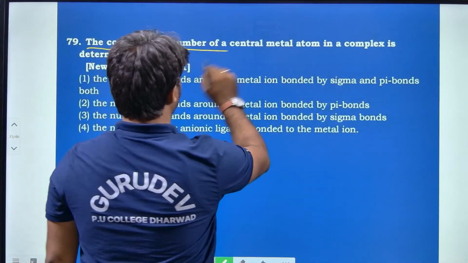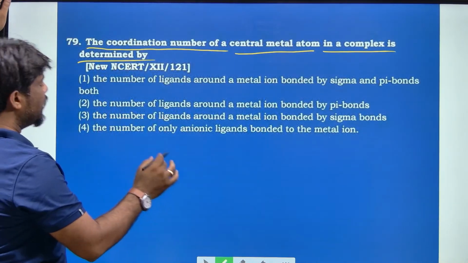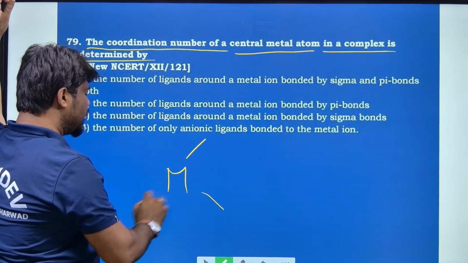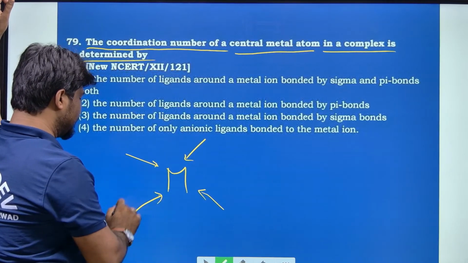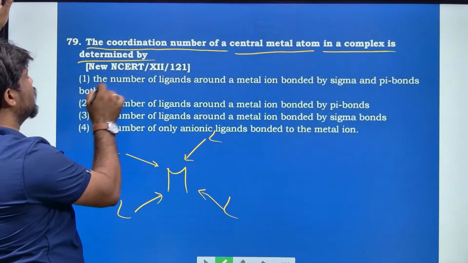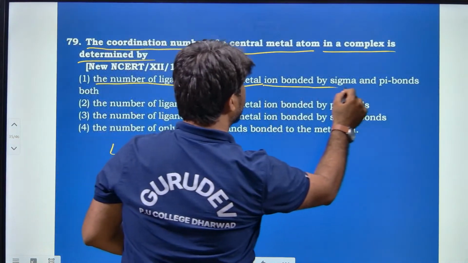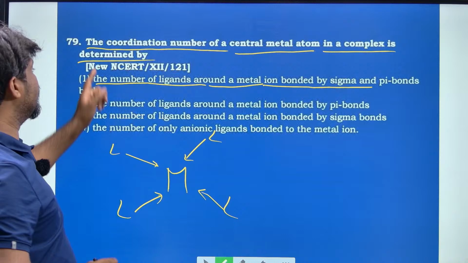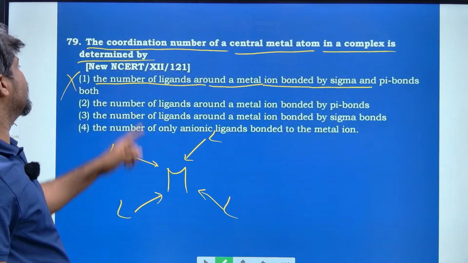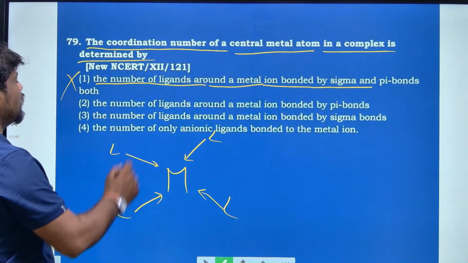The coordination number of a central metal atom in a complex is determined by. So coordination number of the central metal atom is, if the metal is present at the center, how many ligands approach the center, that will be the coordination number. So let's go for the solution here. The number of ligands surrounded a metal ion bonded by a single bond and a pi bond. There is a wrong statement here, okay? The metals are surrounded by ligands, but ligands are not surrounded by metal. Option 1 is wrong. Go to the next.